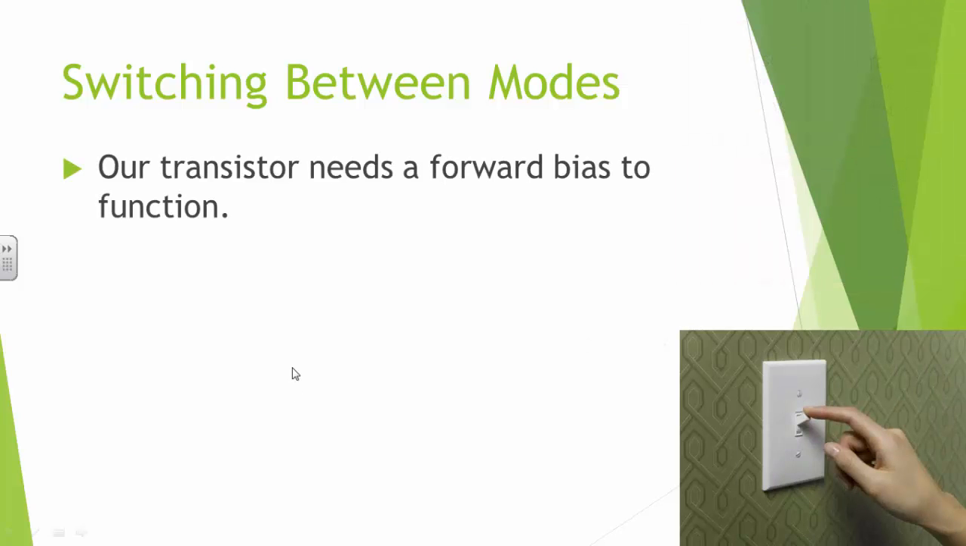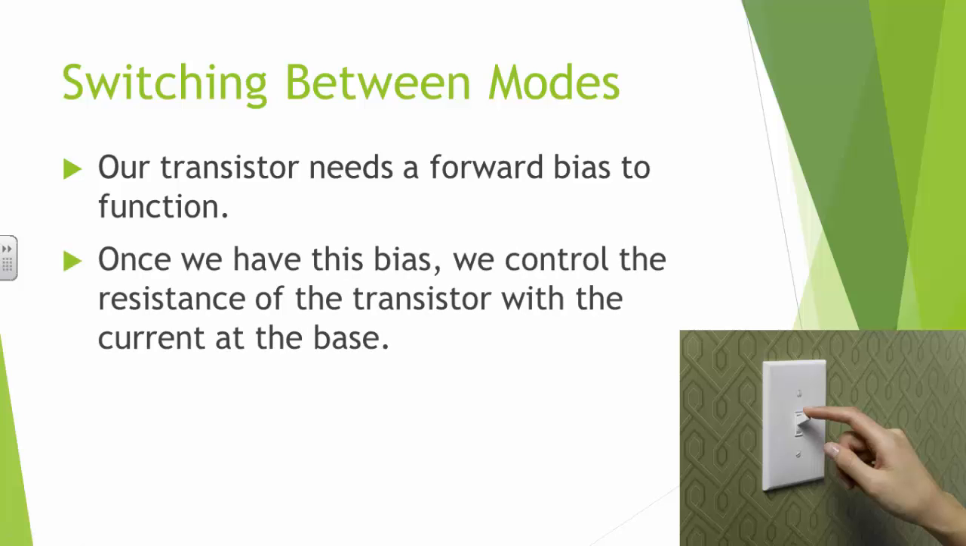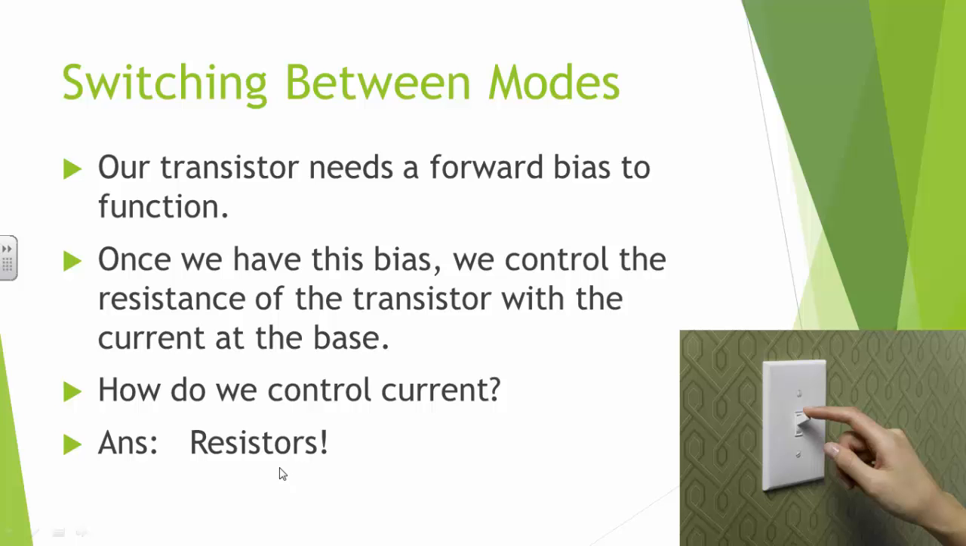Just to reiterate, if we want to switch between modes, the first thing we need is a forward bias. This turns our transistor on at some level. It goes from cutoff mode to active mode. Now we control the resistance of the transistor with the current to the base once we have that potential there. So how do we control current? The answer, of course, is with a resistor.